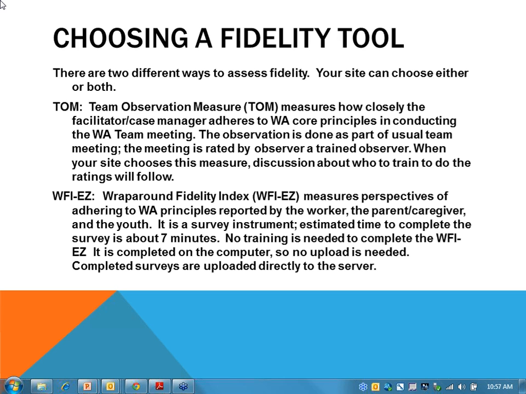The Wraparound Fidelity Index, the easy form, is a paper pencil form, just a couple pages, and it measures the perspectives on adherence to the wraparound principles reported by, and this can be various, you don't have to do all of these, but it's obviously better if you do, the worker, the parent or caregiver, and the youth. The survey instrument takes about 7 minutes to complete, assuming that everybody can read it appropriately on their own. It's written at a level to be read easily, but if somebody needs help, it's going to take a little longer. You don't need any training to complete it.